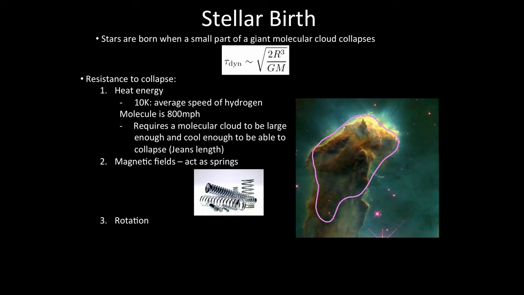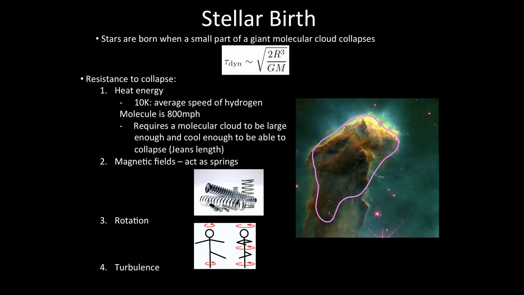The third thing that resists collapse is rotation. The cloud in general will have some angular momentum. It will have some rotation. And it is familiar that if you try and collapse something that is rotating, it'll spin faster, just like an ice skater drawing their arms in and spinning up. But if it's rotating faster, then the so-called centrifugal force is going to be large. It's going to start wanting to throw material outwards again. So that resists collapse. And the final thing is turbulence. Turbulent motion of the gas tends to resist collapse as well.